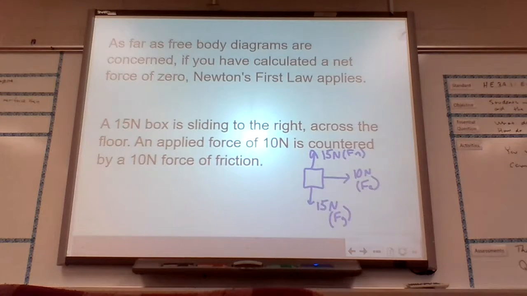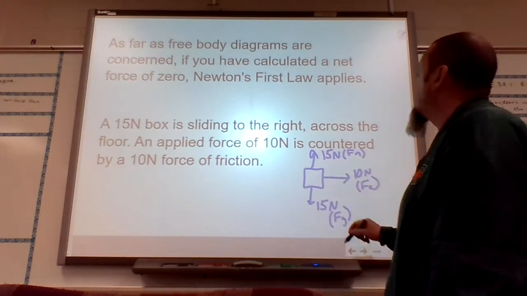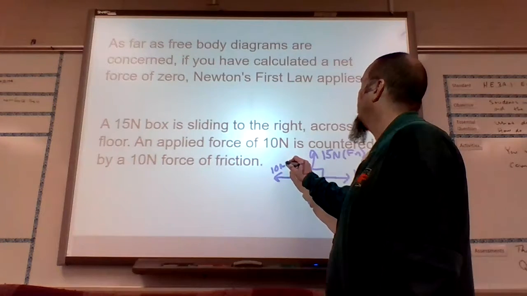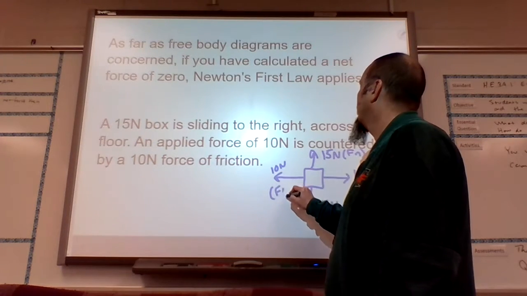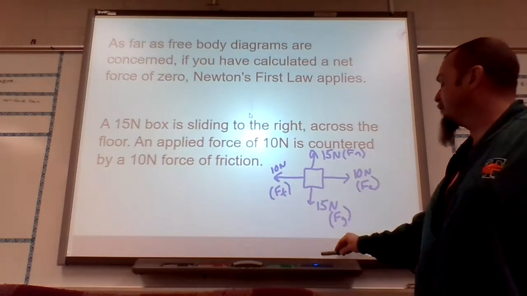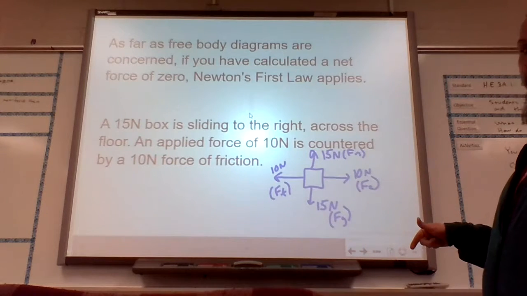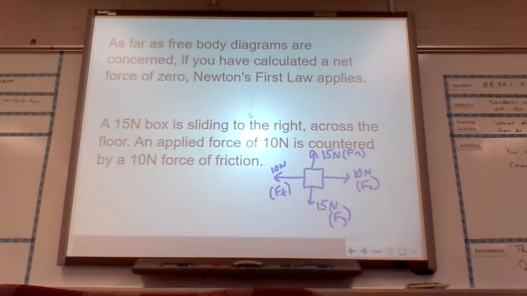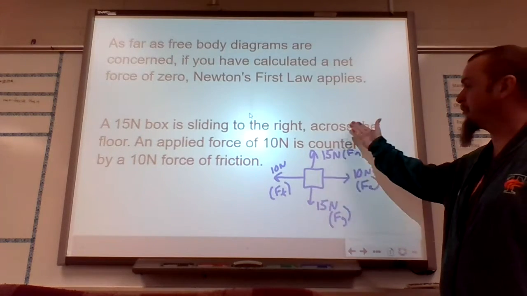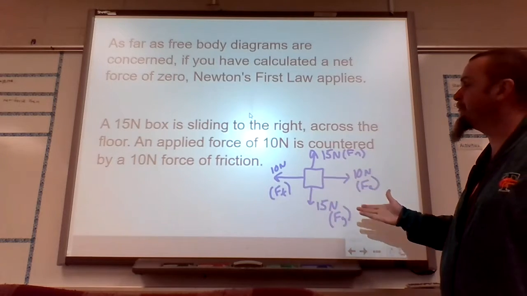We have a 10 Newton force of friction. Friction always opposes motion. So friction always goes in the opposite direction. So it would go this way, 10 Newtons. That's our free body diagram. And again, as we know, when forces are in opposite directions, we subtract them. When they're in the same direction, we add them. So my gravity and my normal force are in opposite directions. We will subtract those. 15 minus 15 is 0.